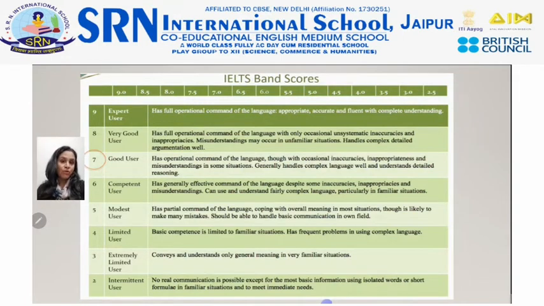A 6 band holder is a competent user. Similarly, 5 is a modest user. 4 is a limited user. 3 is an extremely limited user. That means you can only convey and understand the general meaning of a text. And 2 is the intermediate user. That means you are not familiar with the language.